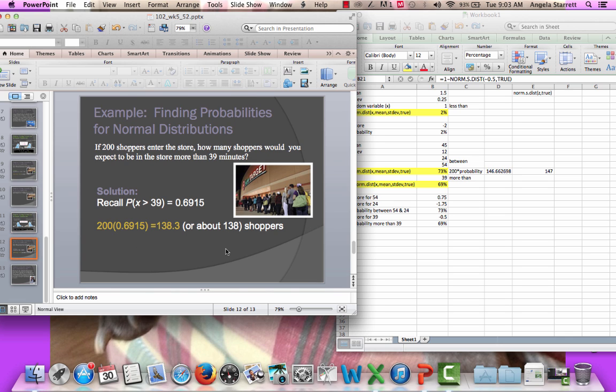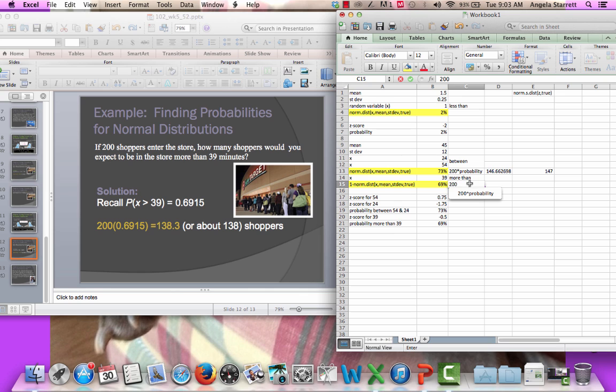If 200 shoppers enter the store, how many shoppers would you expect to be in the store more than 39 minutes? Well, again, we need to take 200 times the probability that we found. So we have equals our 200 shoppers, and 69% of them are going to spend more than 39 minutes in the store. 138.292 is our exact answer, but we can't have 0.29 of a person, so we round this up. And again, I'm using equal ceiling of my 138.